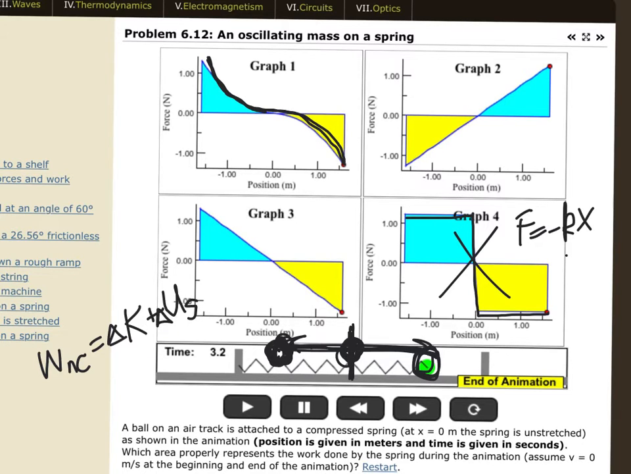But the spring force in the beginning is pointing this way. So it should start positive. Linearly go to 0, where x equals 0. And then go to its maximum negative value, because when it's at this end, at the far end, the spring force is pulling back and it's negative.